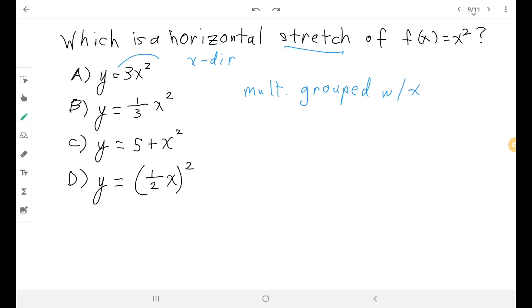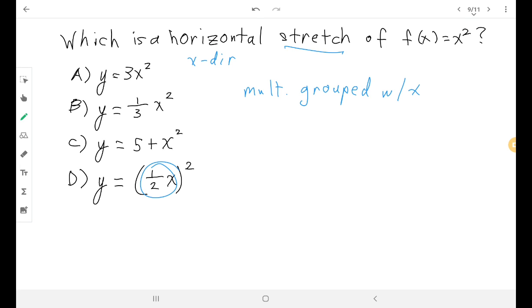Okay? Well, let's look. This, not grouped with X, right? This, not grouped with X. This, addition. It's not a stretch or a shrink at all. This one, grouped with X, a number smaller than 1, which would make me expect a shrink, and then every time you're grouped with X, whatever's happening in the X direction is the opposite of that.